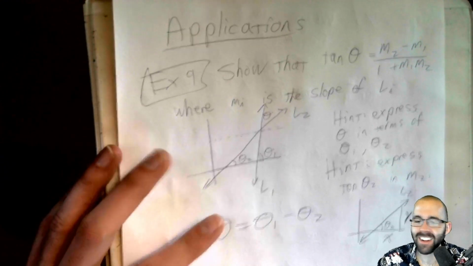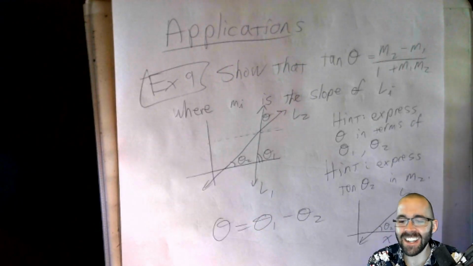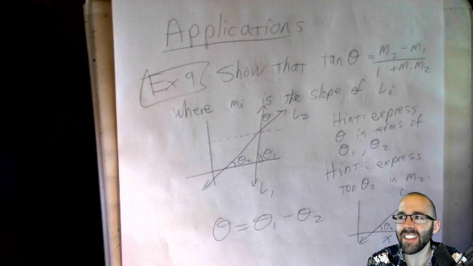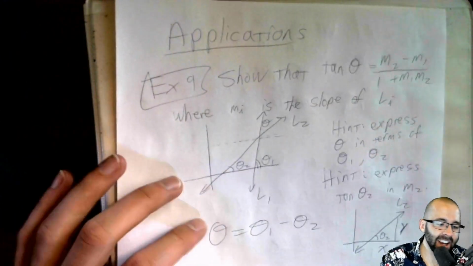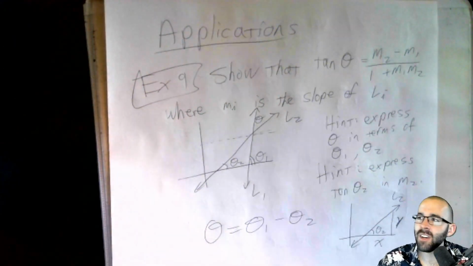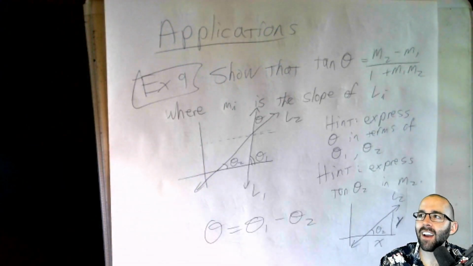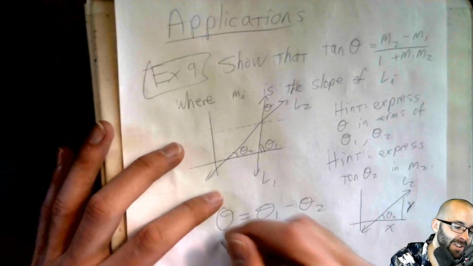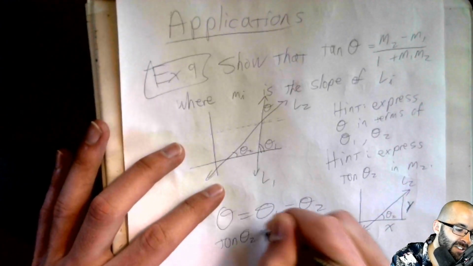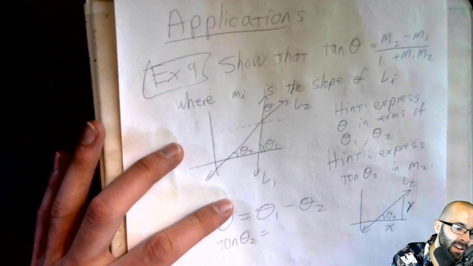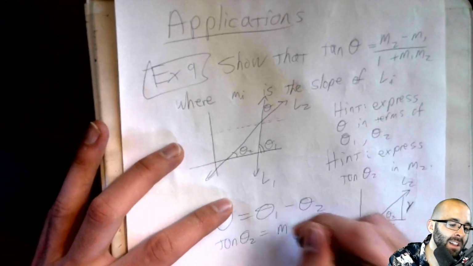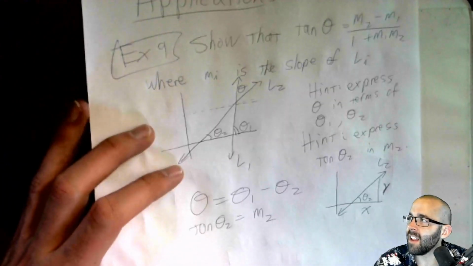Wait a minute. That's tangent, right? This is just tangent, right? Tangent of theta 2 is the rise over run. And by golly, we've used the second hint. Tangent of theta 2 is rise over run. What's rise over run? The slope of that line.